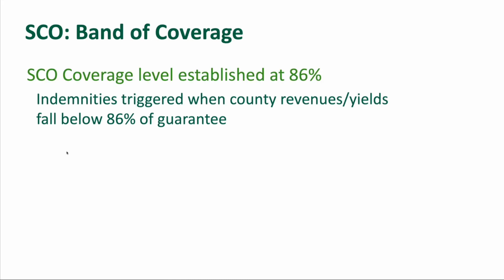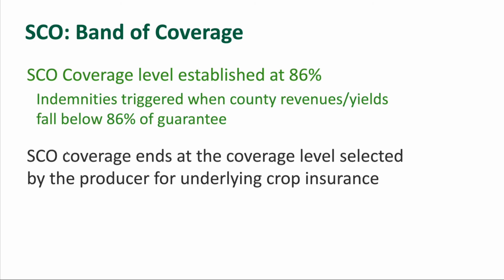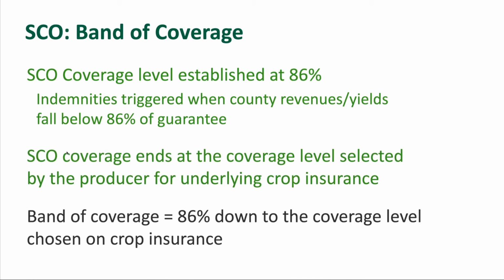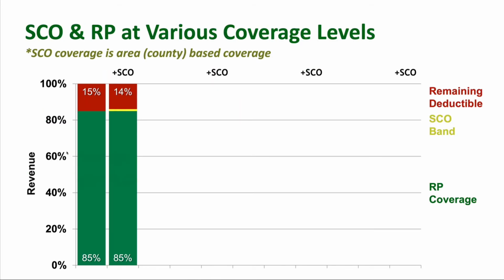As we mentioned, it kicks in at 86%, and it goes down to whatever coverage level the farmer purchases. So if you buy 85% coverage level, the max, and SCO kicks in at 86, you're only talking 1% extra coverage. Not that significant. However, if you buy lower coverage levels, of course you would get higher SCO coverage. And here that is graphically. And actually the most popular coverage level choice amongst Illinois farmers is 85%, the maximum.